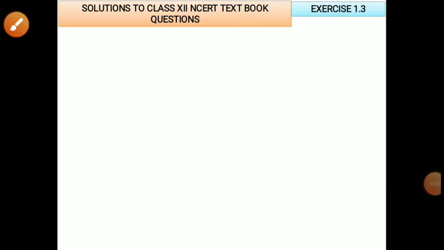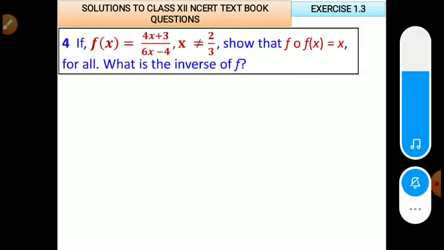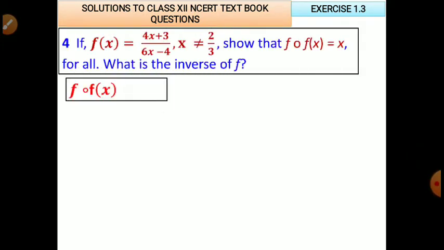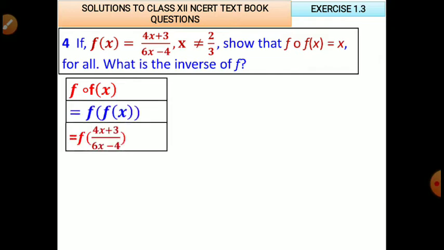Class 12th NCERT textbook, exercise 1.3, based on the inverse function. The fourth question onwards is given here. In the fourth question, f of x is equal to 4x plus 3 by 6x minus 4, where x is not equal to 2 by 3. That means the domain contains all real numbers other than 2 by 3. Show that f of f of x is equal to x for all x. What is the inverse of f? f of x is this.